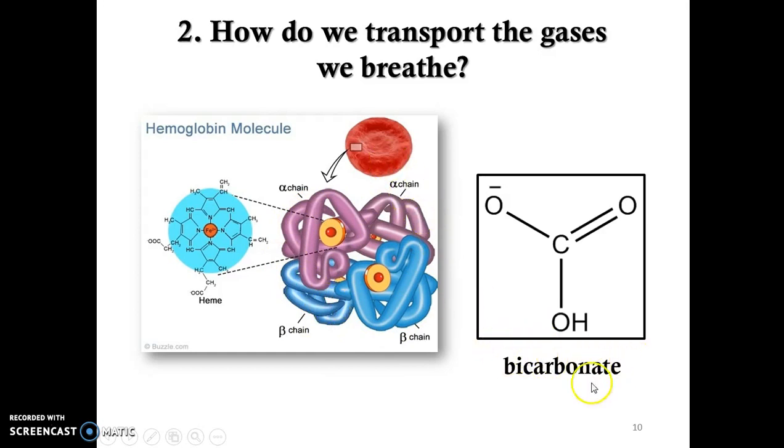Then carbon dioxide is transported in the form of bicarbonate. So it's not CO2 in the blood, it's a slightly different form with a hydrogen right here and an oxygen, just some extra things to balance it out in our blood.